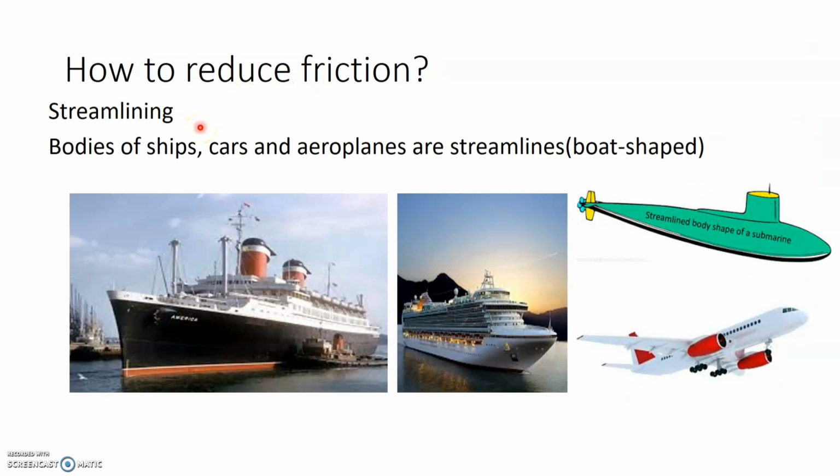In addition to that, streamlining is also an important way in which we can reduce friction. If you have observed the shapes of ships, cars and aeroplanes, you would have seen that they have a streamlined shape or a boat-shaped body. Why do you think this is so? Ships, aeroplanes and cars have a streamlined body because this streamlined shape helps to reduce the effect of friction.